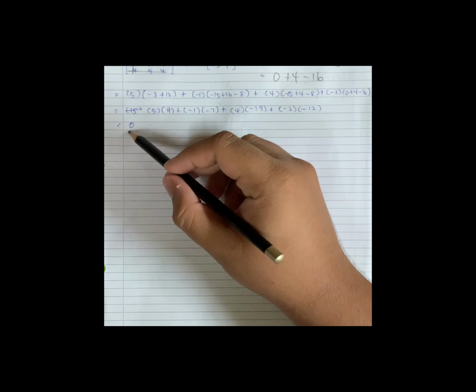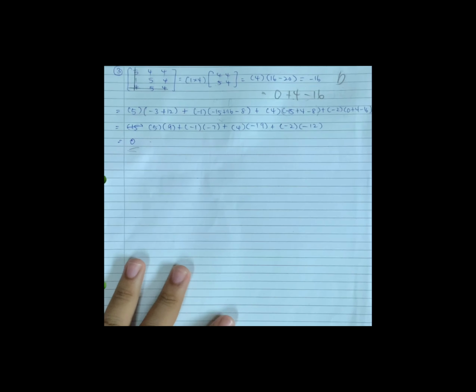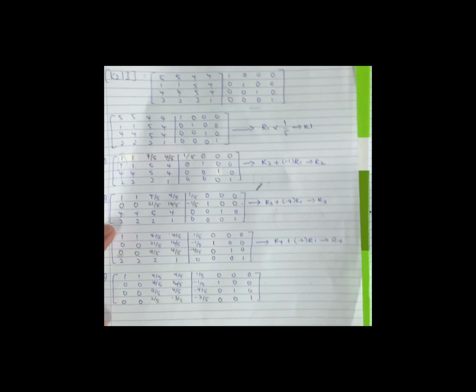That's why we get the answer 0. Since the determinant of this matrix is 0, we cannot find the inverse. I can show you that if we use ERO, elimination row operation, we cannot find the inverse.